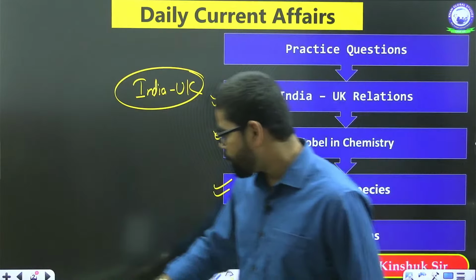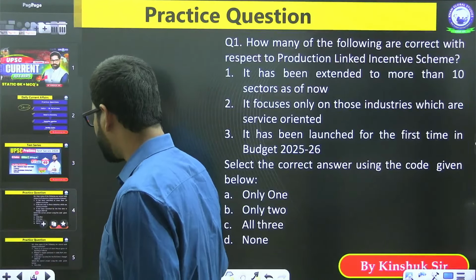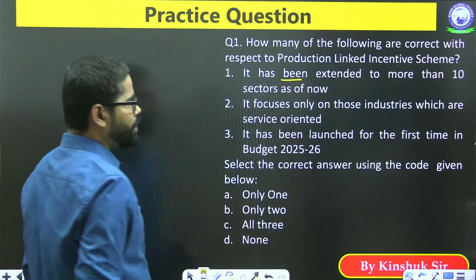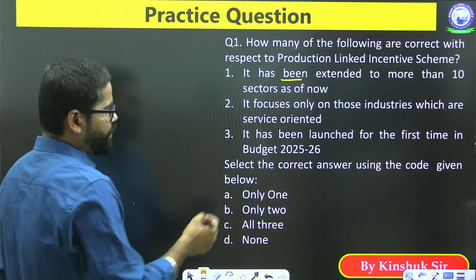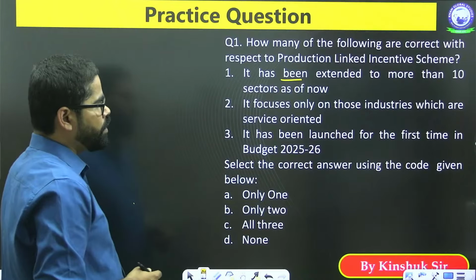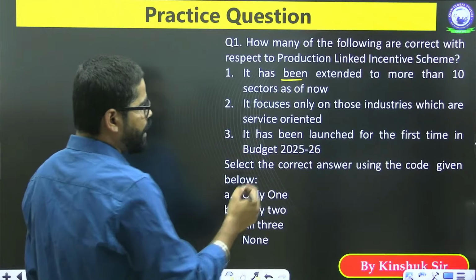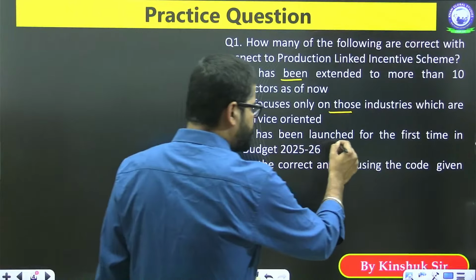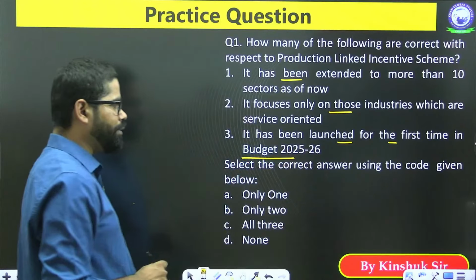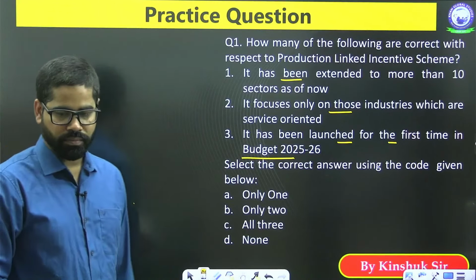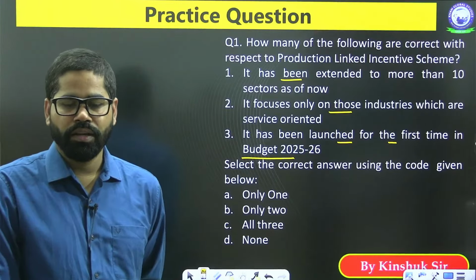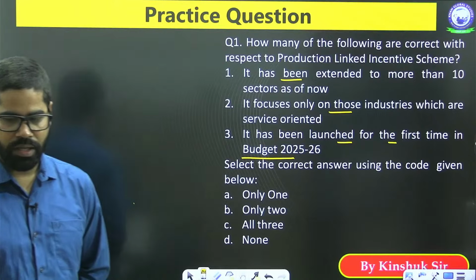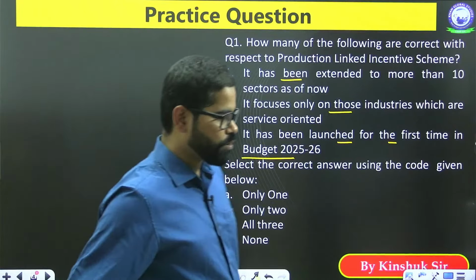Let us start first with some questions. Here we have a revision of some questions with respect to the production linked incentive scheme. It has been extended to more than 10 sectors as of now. It focuses only on those industries which are service oriented. It has been launched for the first time in budget 25-26. Which of them are correct? How many of them are correct? That is the question.